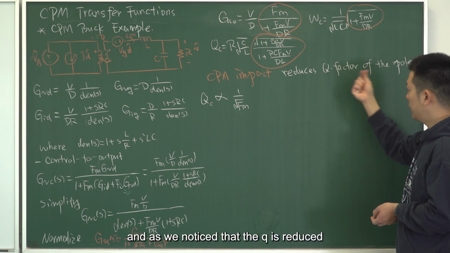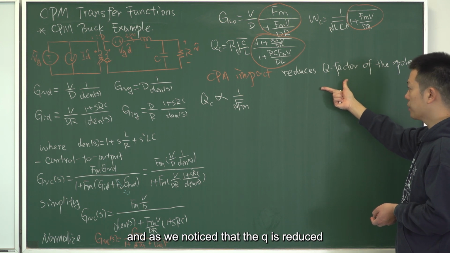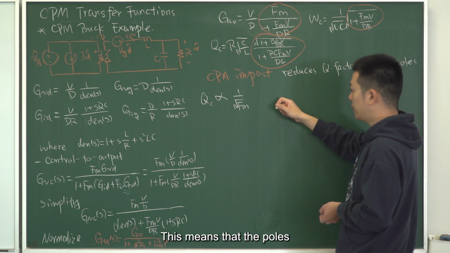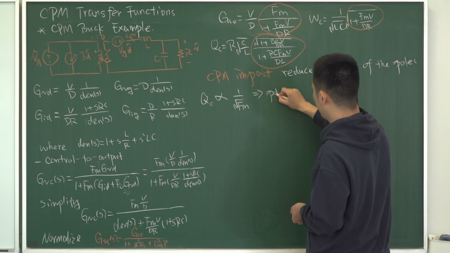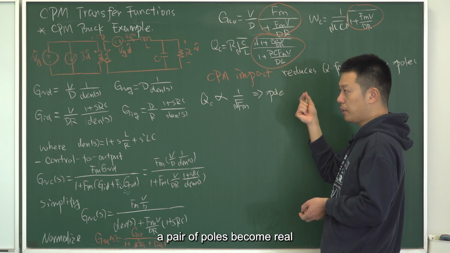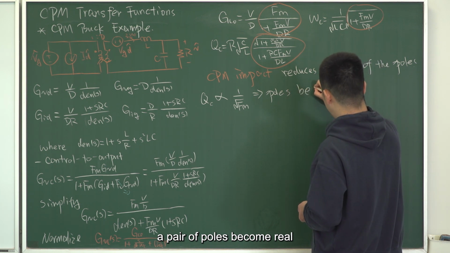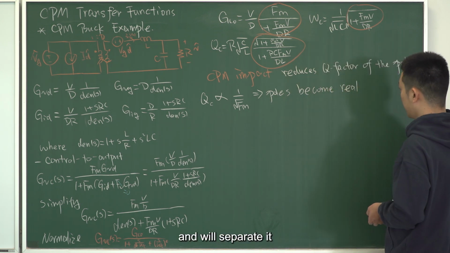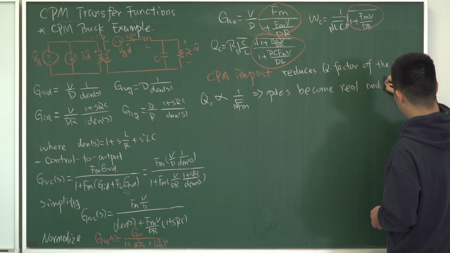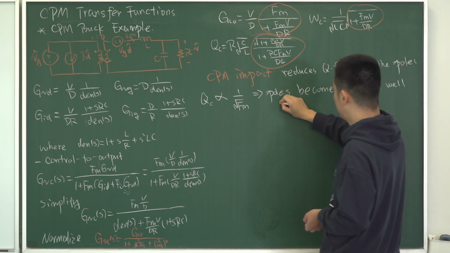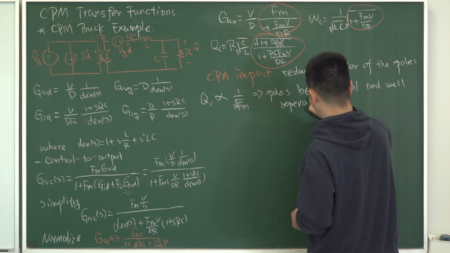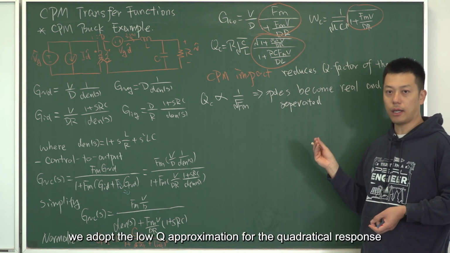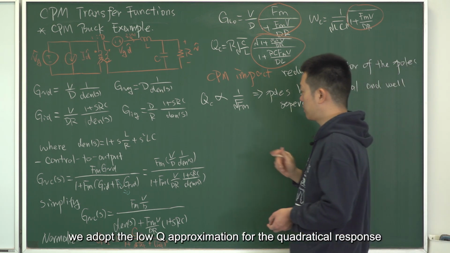So we will have roughly Qc proportional to 1 over square root Fm. And as we noted, the Q is reduced, right? So in comparison with the PWM converter, this means that the pair of poles becomes real and will separate. Then we adopt the low Q approximation for the quadratic pole response.